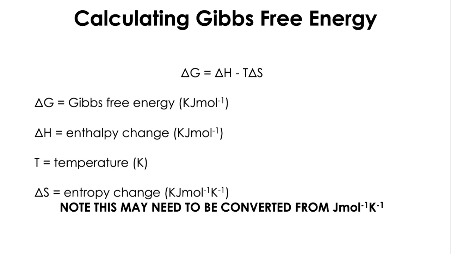So if we're calculating Gibbs free energy, we need to use the equation that we've mentioned. And Gibbs free energy and enthalpy change, as we've mentioned, are in kilojoules per mole, temperatures in Kelvin, and the entropy is in kilojoules per mole per Kelvin. So we just need to remember, as I said before, to convert that from joules per mole per Kelvin divided by 1,000. I'm going to do a separate video where I talk you through a worked example. So you need to watch that for calculating Gibbs free energy.